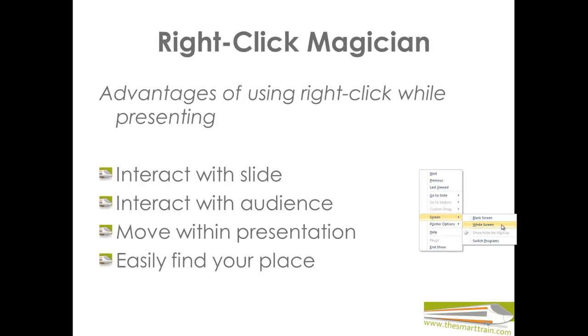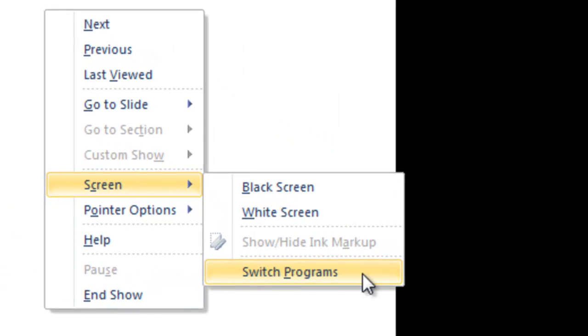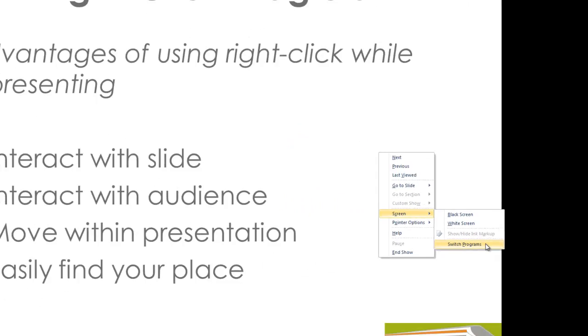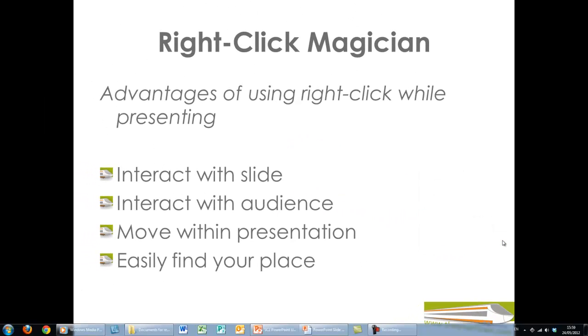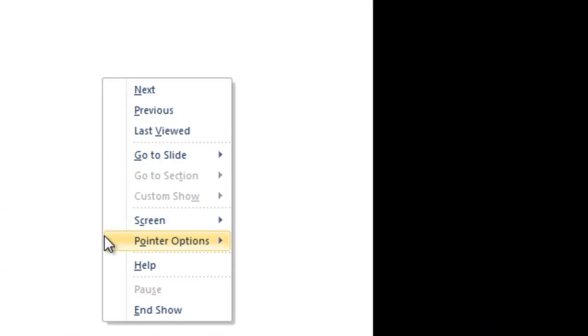The other option available here to us is switch programs. This is slightly different to using the Alt and Tab on your keyboard to switch between programs on your computer. This option will actually bring up the taskbar at the bottom of your screen and will allow you to go to another program.